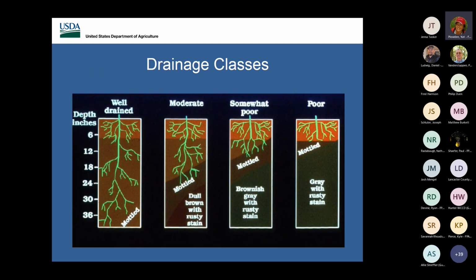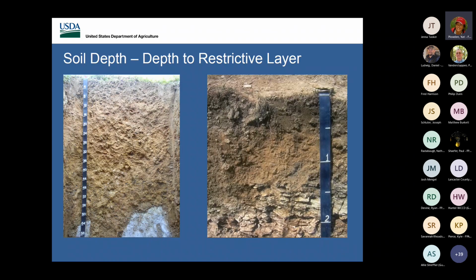Next is depth to restrictive feature. This may be important because if you have a restrictive feature, you have a shallower profile. That means you have less soil to hold water, less soil to be a habitat. So sometimes a farmer will have an area of their field that just doesn't do well. It's dry, and it may be because there's a restrictive layer. So the plants simply don't have as much soil medium to grow in. And so you have two profiles there. The one on the left is in inches, the one on the right is in feet.